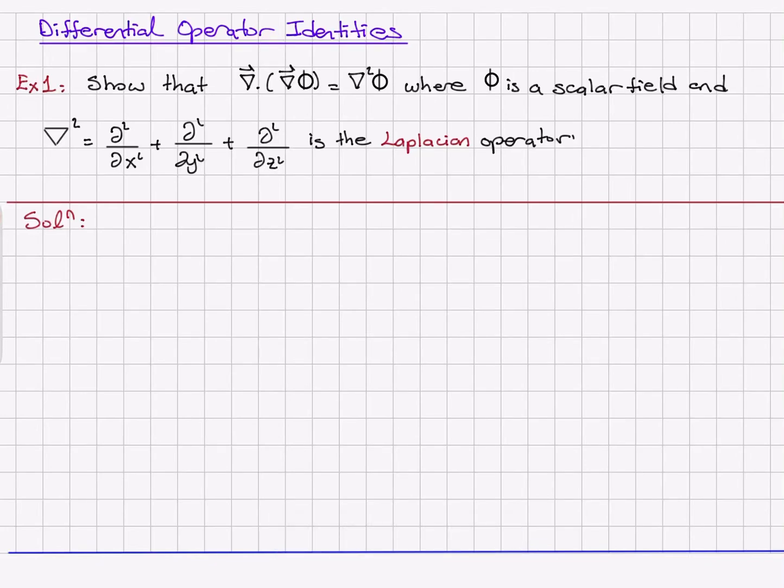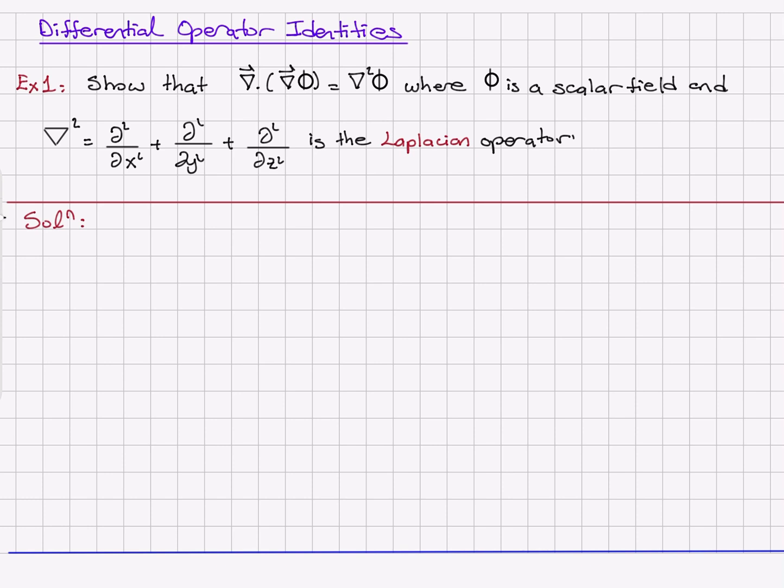We will talk about some differential operator identities. So here is the first one. Show that the divergence of the gradient of a scalar field phi is equal to del squared phi, where del squared is the second partial derivative with respect to x plus the second partial derivative with respect to y plus the second partial derivative with respect to z. This is called the Laplacian operator.